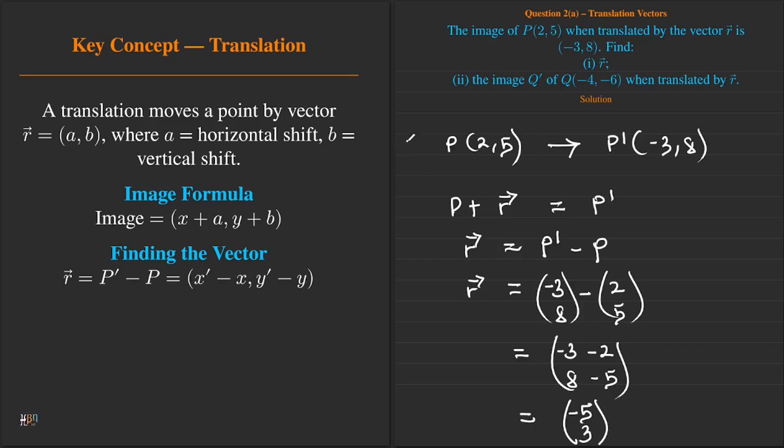So this simply means the translation vector R is what? The negative 5, 3. And what it implies is the point P was moved 5 times to the left and then 3 times up to get this point. Let's look at what this actually means on our Cartesian plane.